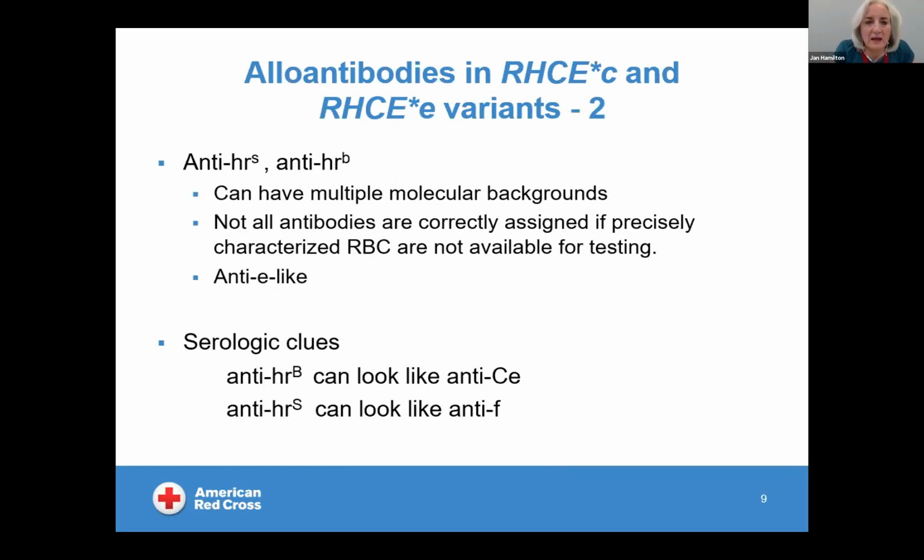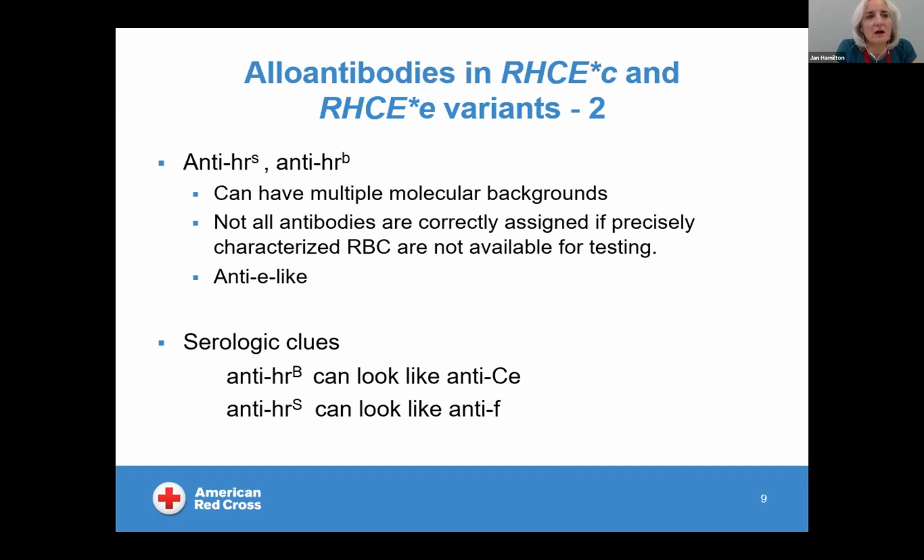Patients who can make anti-HRS and anti-HRB are found in patients with multiple molecular backgrounds. And when these antibody specificities are listed, you have to be a little cautious because they may not be correctly assigned if they were not identified with red cells that are very well characterized for the Rh variant alleles.